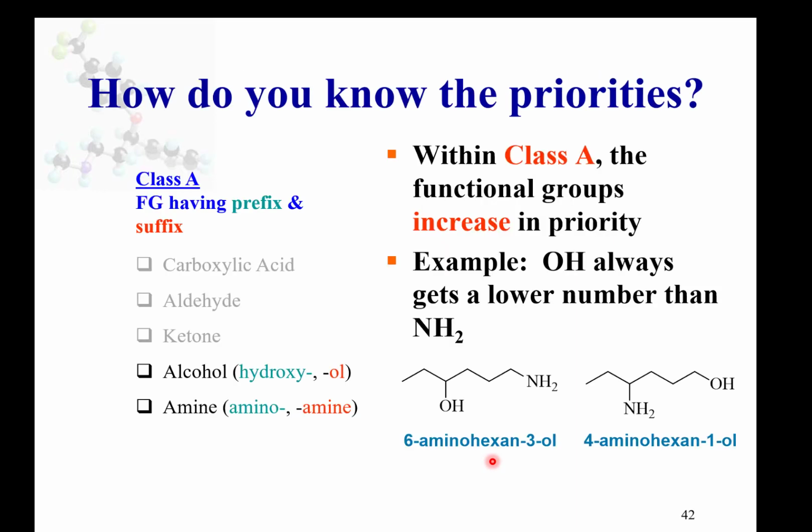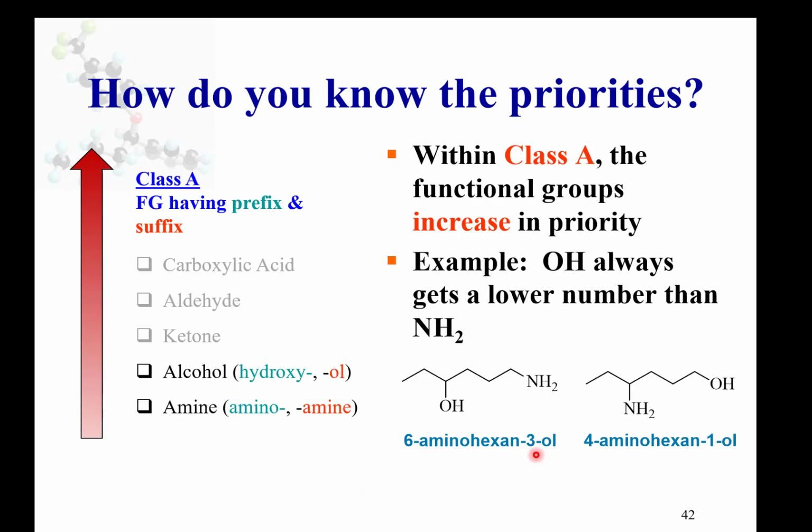Now finally, we said everything except class A. So what is special about class A? Well, within class A, the functional groups increase in priority like this, so that the amine has a lower priority than alcohol. There are functional groups having higher priorities than alcohol, but we have not covered them in Chemistry 2441. So it suffices for this class to know that OH always gets a lower number than NH2 because OH always has a higher priority than NH2.